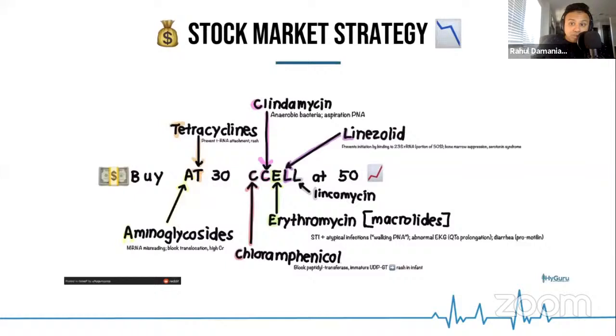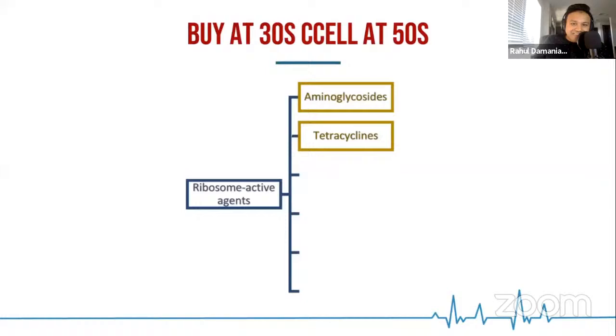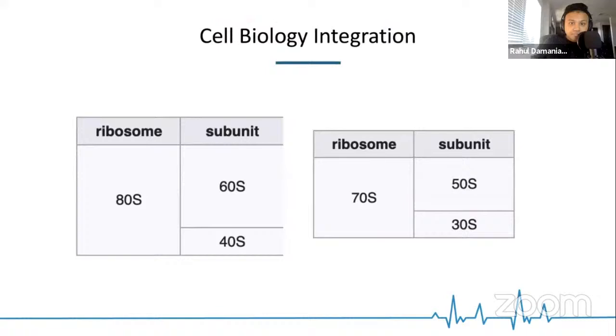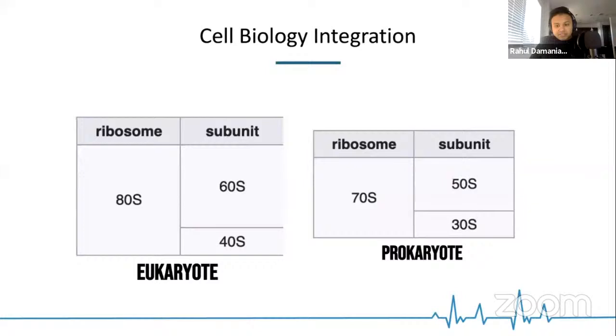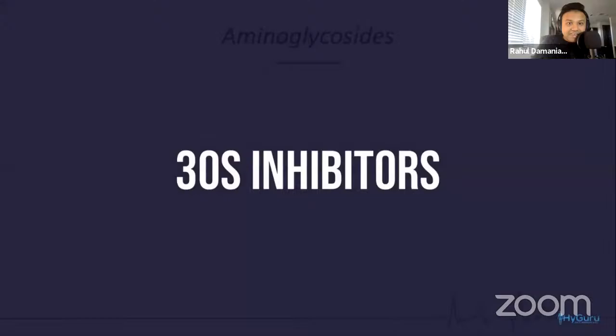Let's go ahead and parse through this mnemonic. I made it visually for you as well. So buy at 30, sell at 50. Aminoglycosides and tetracyclines are going to affect the 30S, whereas chloramphenicol, clindamycin, erythromycin, which is a macrolide, and then linezolid affect the 50S. Just as we integrate cell biology, remember that in prokaryotes, we get the 50S and the 30S, and together they make the 70S. And that's different than eukaryotes. Let's go ahead and go through the 30S inhibitors.